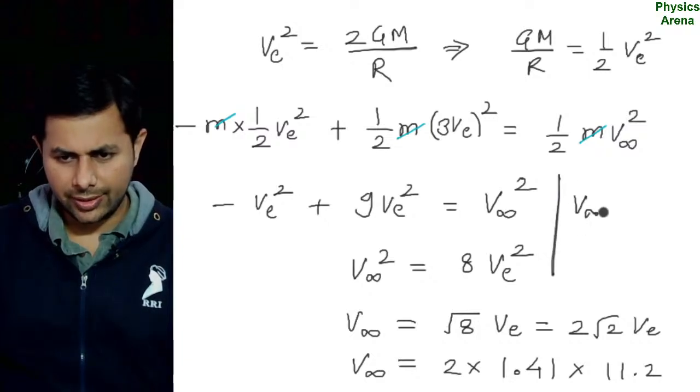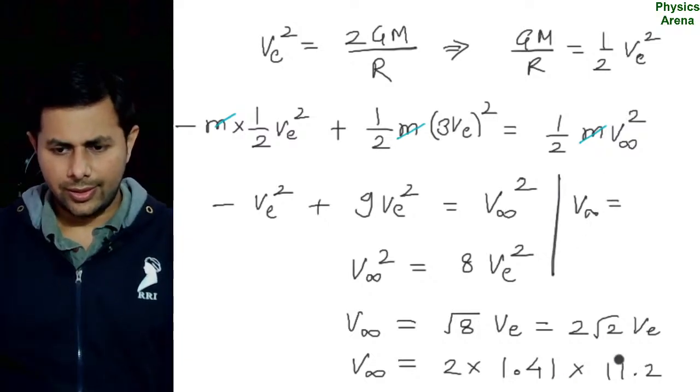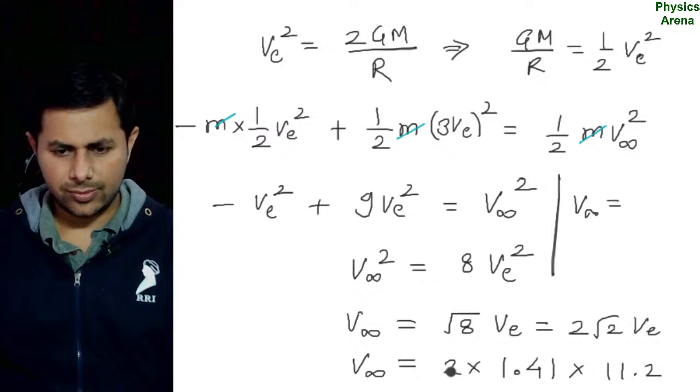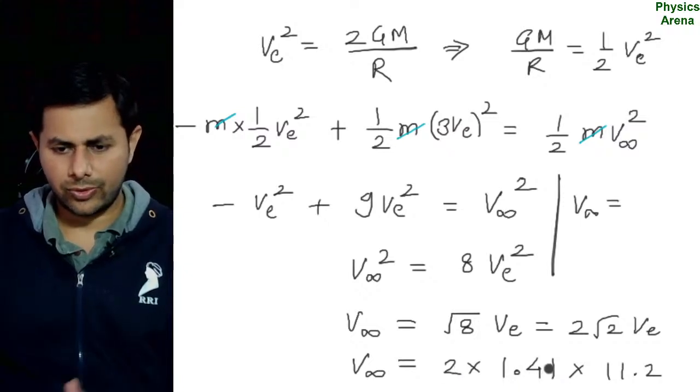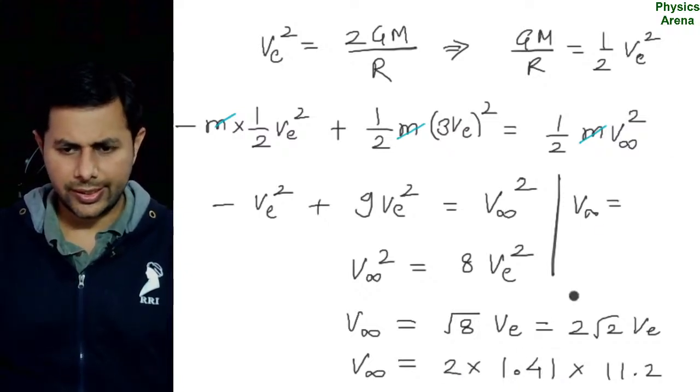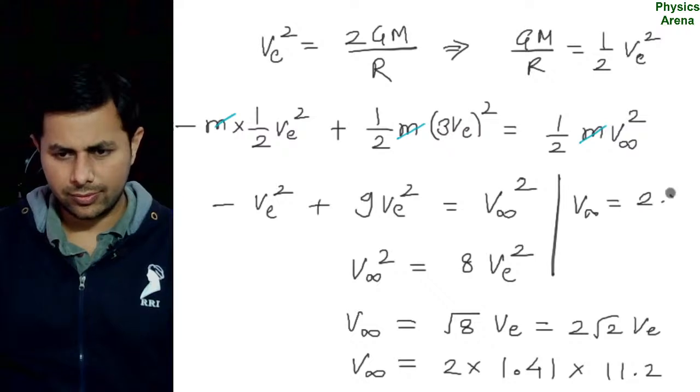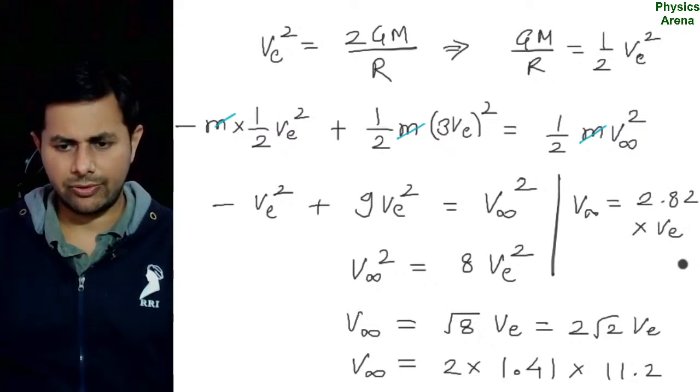So v at infinity will be equal to what? It is 2.82 multiplied by v. Okay, that is 11.2.